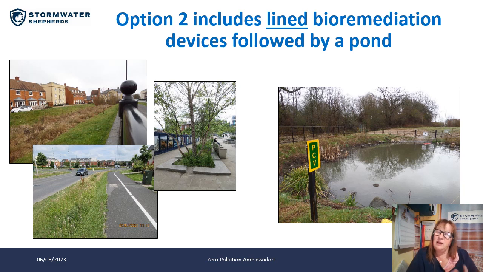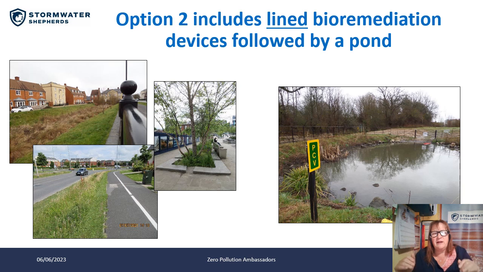Because we are talking only here in this document about residential developments in nitrogen sensitive catchments, which are designated as nutrient neutrality catchments for nitrogen, then in those situations, those bioremediation zones must be lined. It means that you're capturing the partially treated stormwater. You've only partially treated it at this point.